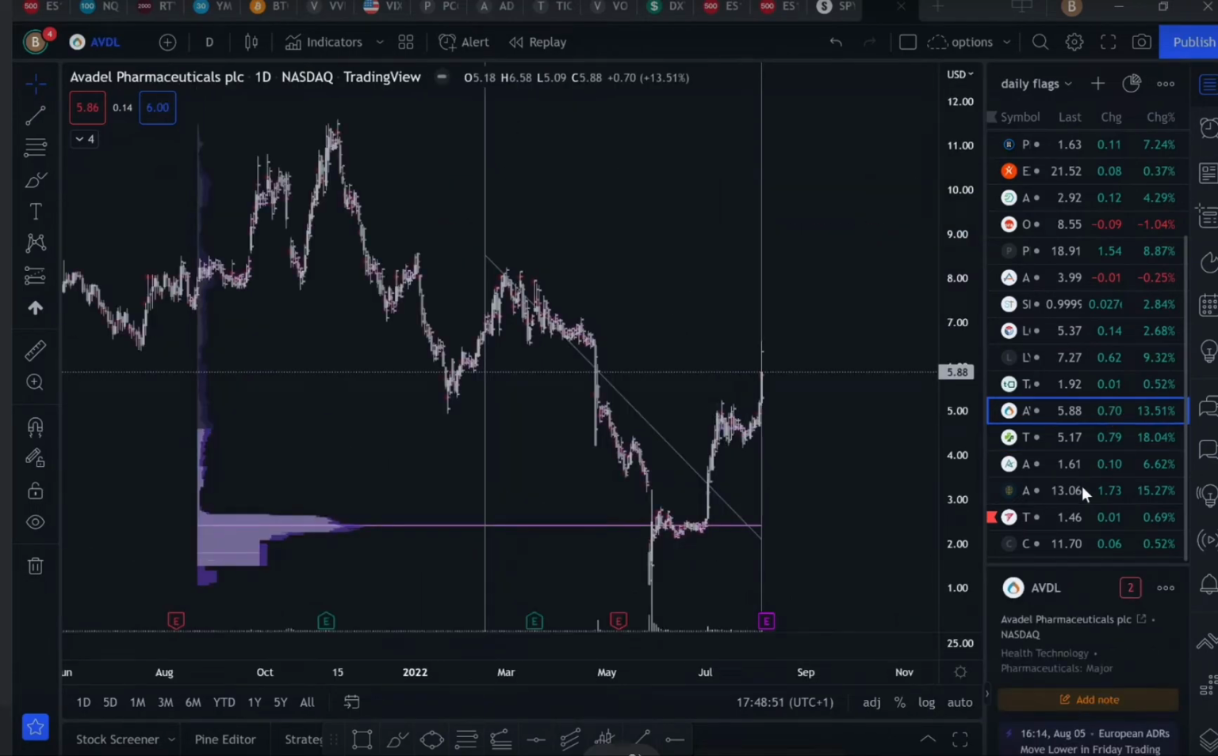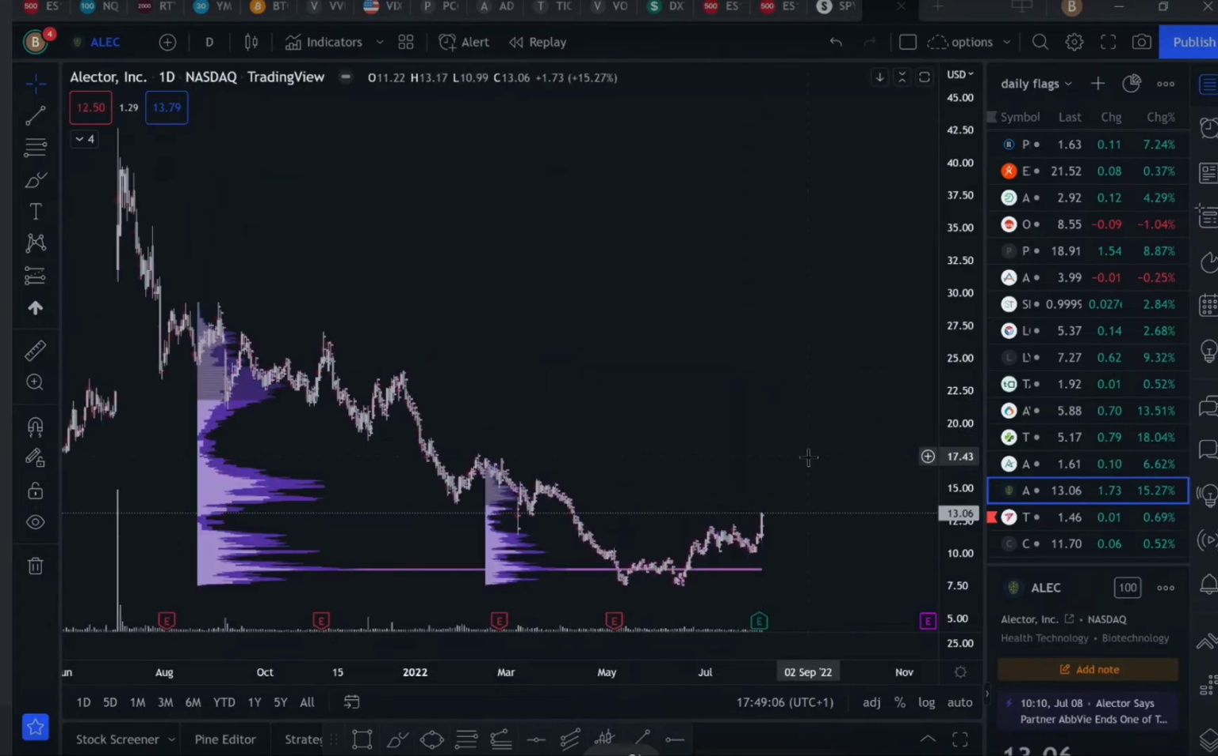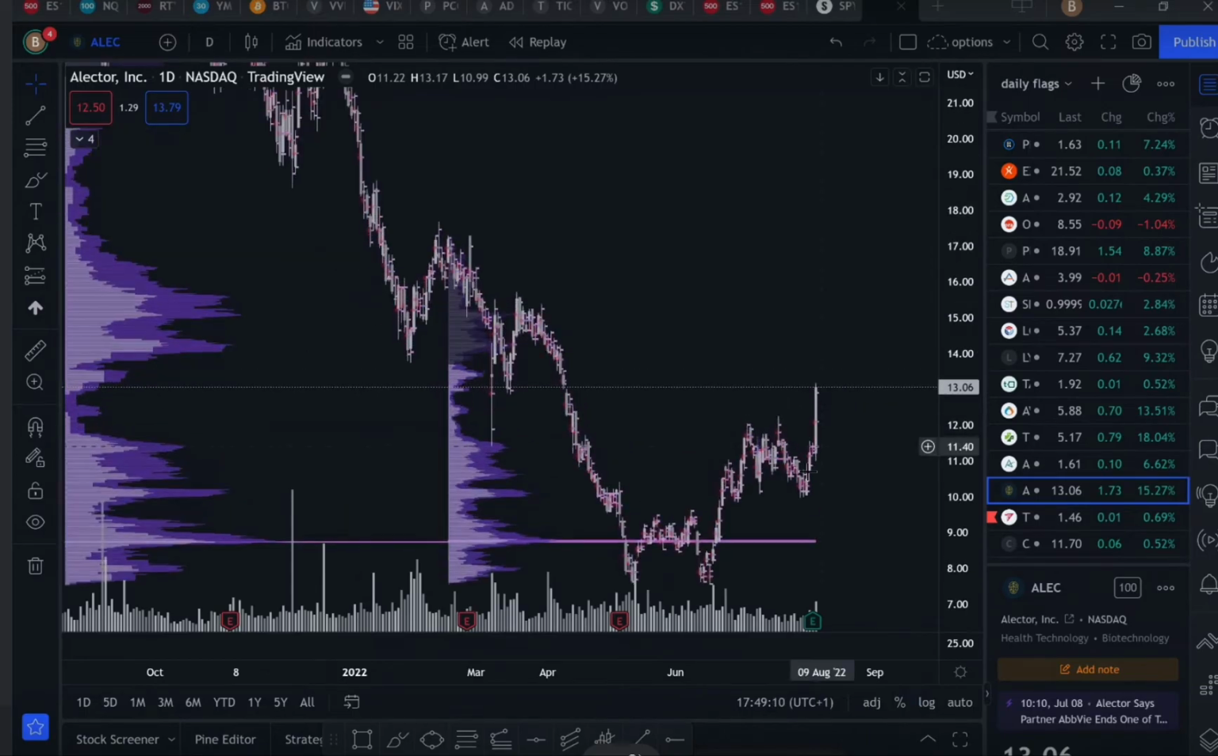We want to know it's going to move within the next day or the next 2 days, and we want to know when it moves we're going to make money in 1 or 2 days. So we're not swinging for 3-4 weeks, we're swinging for maybe a week at most, and we're still making 30-40% minimum. Same with ALEC here, so ALEC moved.